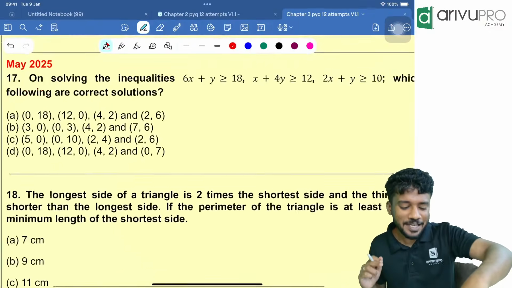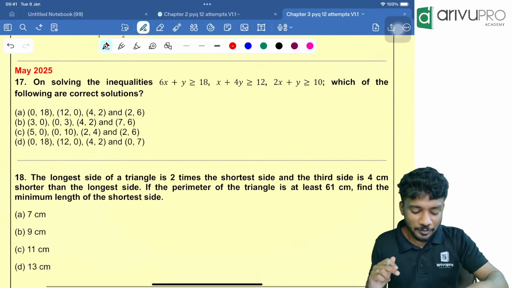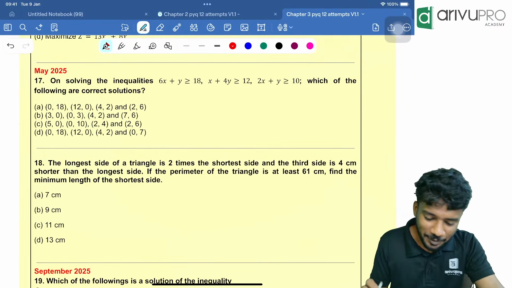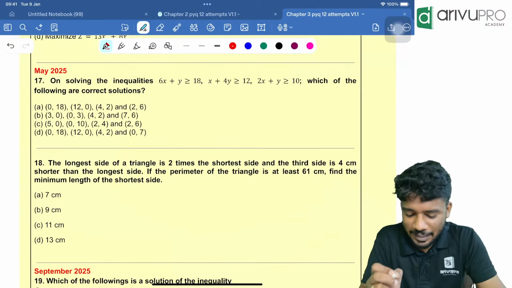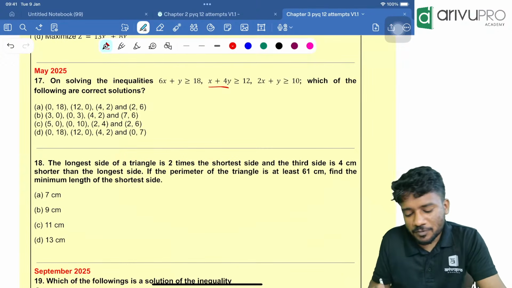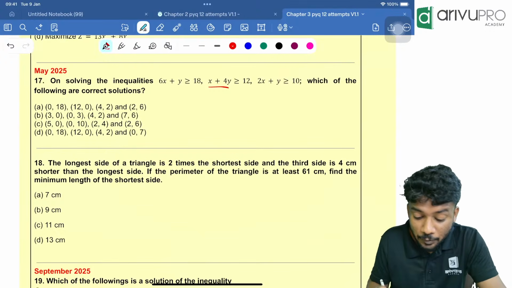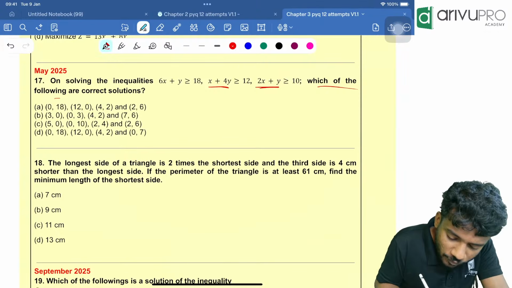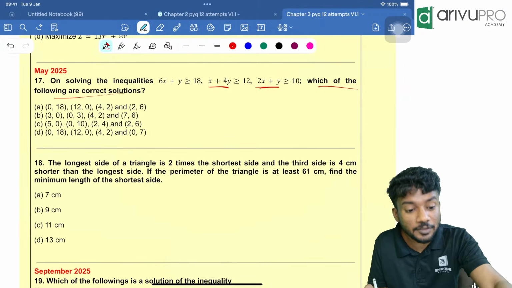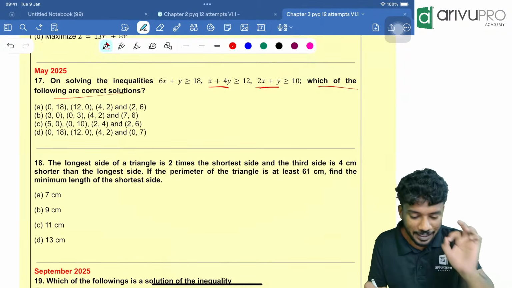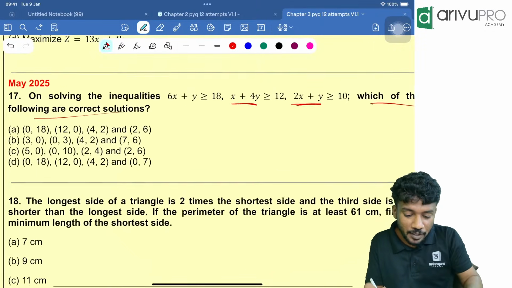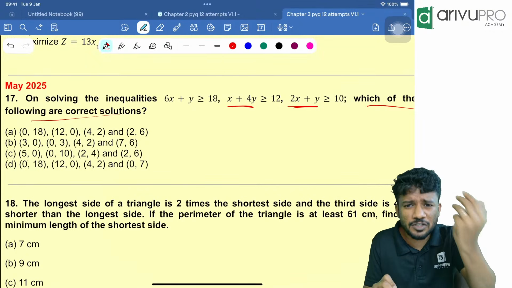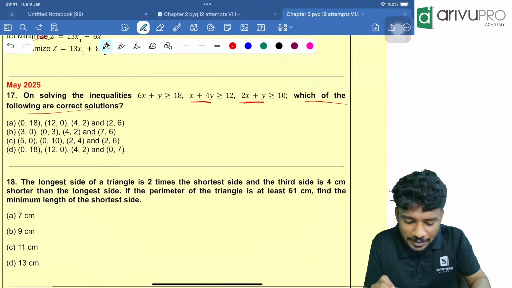Yes, you are right. Now, May 2025, there were 2 questions in that attempt. On solving the inequalities, 6x plus y greater than or equal to 18, 4x plus 4y greater than or equal to 12, 2x plus y greater than or equal to 10. Which of the following are correct solutions is the question. I'll tell you how to solve these types of questions. One by one, we need to take each point and check which option satisfies everything. Easiest way, I'll show you.